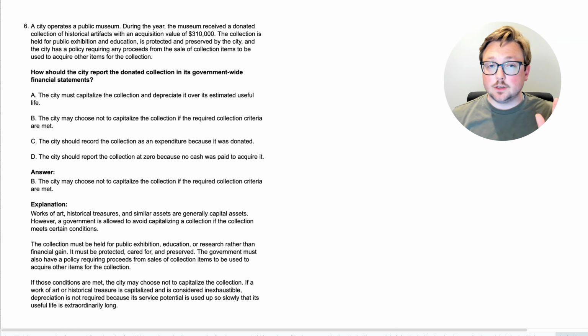But the big thing that you need to know here is that they can choose not to capitalize it at all if the conditions that we just talked about are met. So that's one last thing that I wanted you to know about capital assets when it comes to governments specifically. That is the last question.